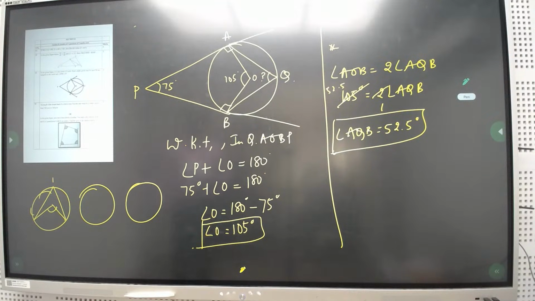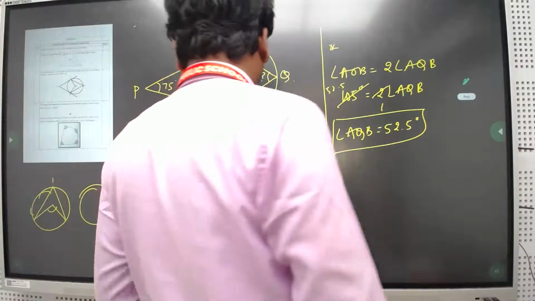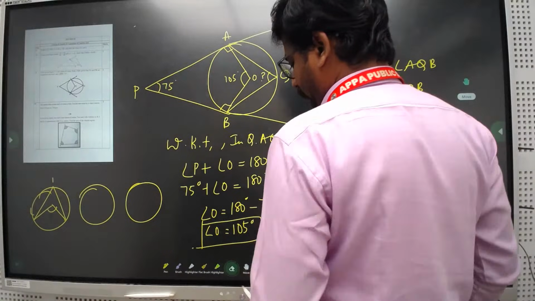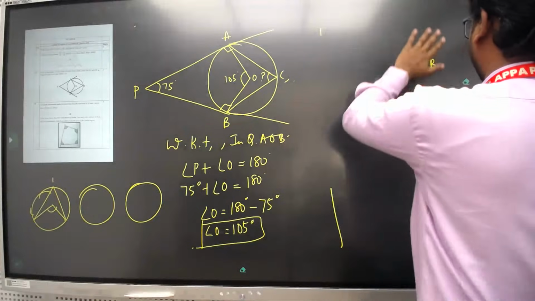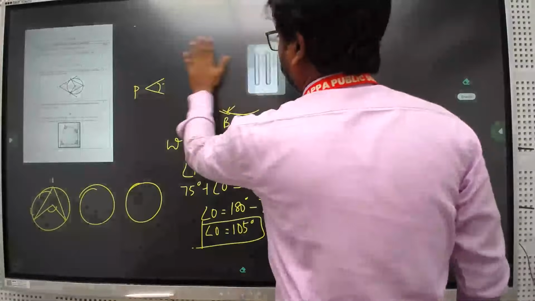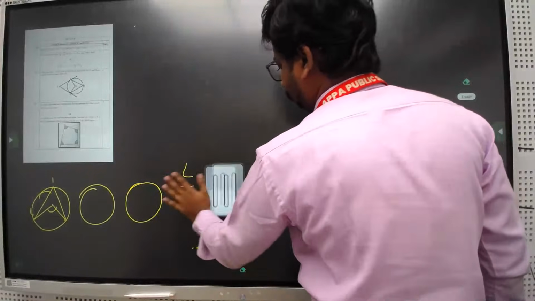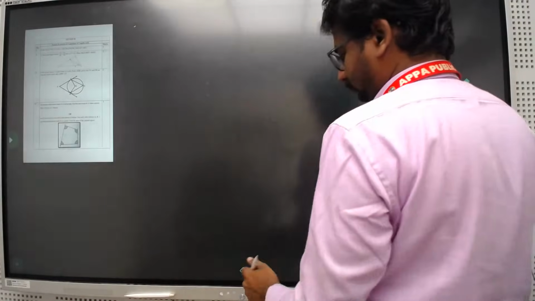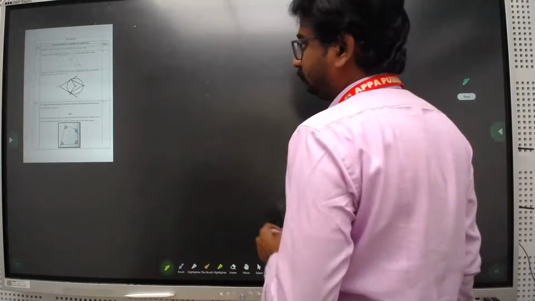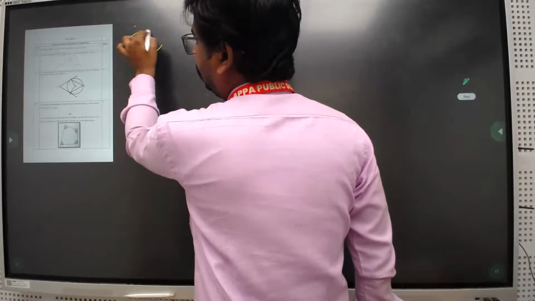Now, question number 22. Triangles. Question number 22. First, let us draw the figure.